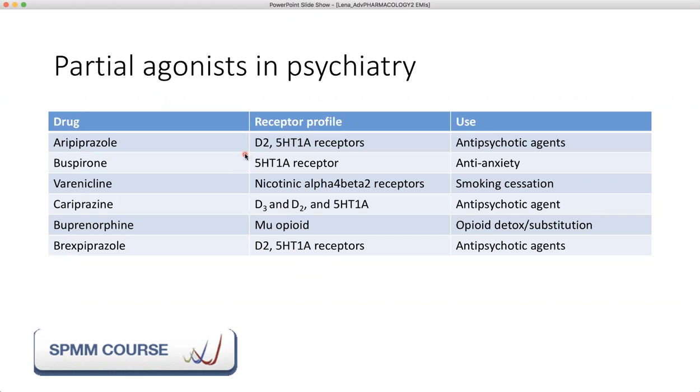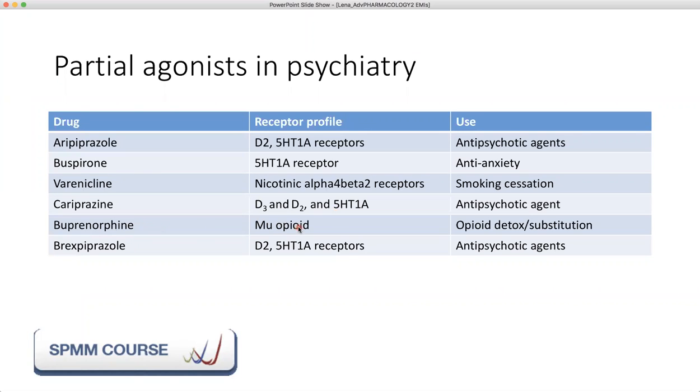Aripiprazole is a partial agonist at D2. It's also a partial agonist at 5-HT1A. Buspirone is a 5-HT1A partial agonist. Varenicline, used for smoking cessation, is a nicotinic alpha-4 beta-2 partial agonist. Cariprazine is a unique D3 partial agonist. It also has D2 action and 5-HT1A action, all partial agonistic actions.